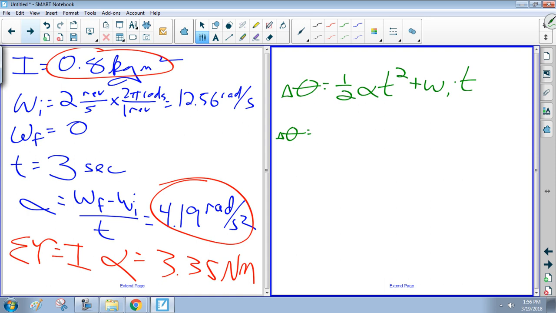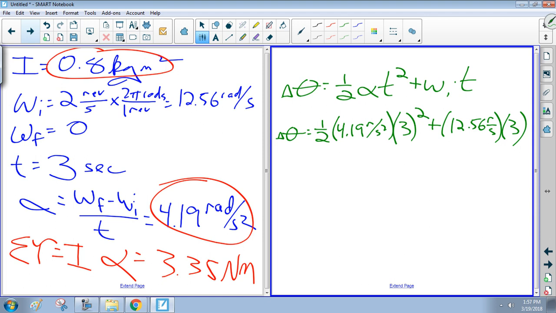Delta theta is 1/2, alpha is 4.19 radians per second squared, the time is 3 seconds. Don't forget to square it. Our initial angular velocity is 12.56 radians per second for 3 seconds. And plug it in, and you get a really big number. Yeah, I think I did get this number.